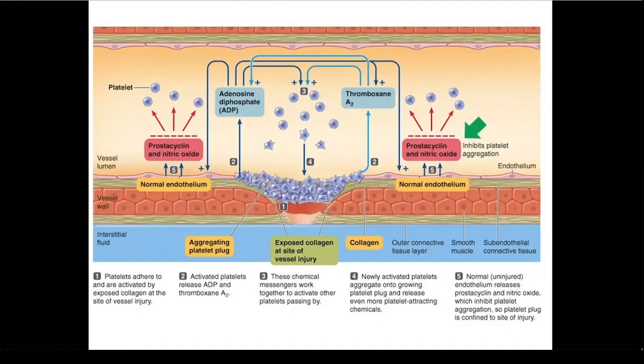For number 5, notice the green arrow with the prostacyclin and nitric oxide. Normal, healthy endothelium is smooth, and it releases the prostacyclin and the nitric oxide, and this will inhibit platelet aggregation. So a platelet plug is confined to the site of injury.